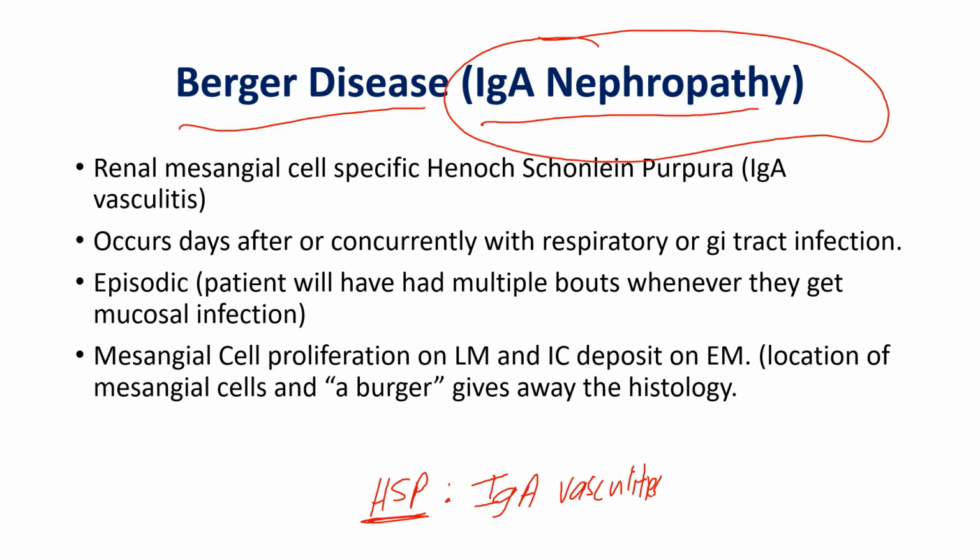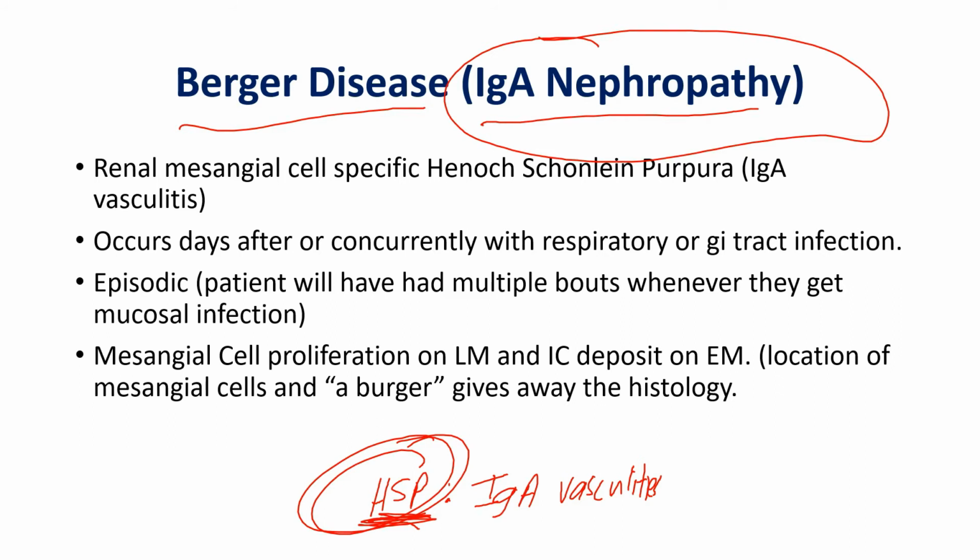You'll see palpable purpura, and you'll see tons of other organs affected in HSP. Now, in Berger disease or IgA nephropathy, it is specifically only affecting the kidney. So it's the same exact thing as HSP, except it's only affecting the kidney, and that's called IgA nephropathy or Berger disease. So it's less severe, you could say, than HSP. That kidney-specific issue is all you would see in IgA nephropathy.